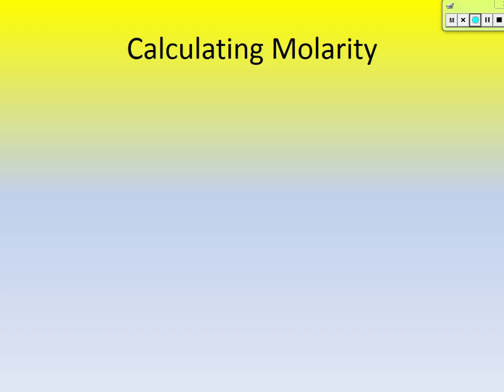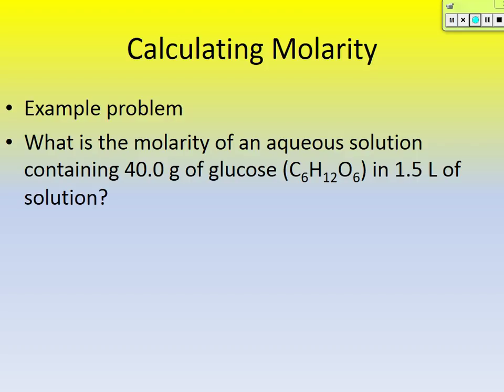All right, I've got an example problem. This one is in your notes, and I'm going to go through this one slow. And I want you guys to write down everything that I write down. So let's read it. It says, what is the molarity of an aqueous solution containing 40 grams of glucose, which is C6H12O6, in 1.5 liters of solution? Okay, a lot going on in one sentence. But what does it want us to find?